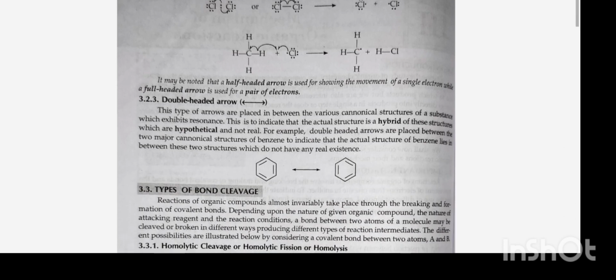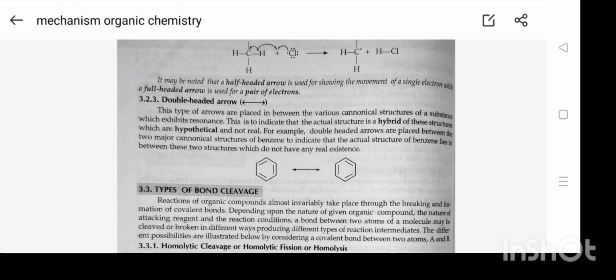Double-headed arrow. This type of arrow is placed between the various canonical structures of a substance which exhibits resonance. This indicates that the actual structure is a hybrid of these structures, which are hypothetical and not real. For example, a double-headed arrow is placed between the two major canonical structures of benzene to indicate that the actual structure of benzene lies in between these two structures, which do not have any real existence.